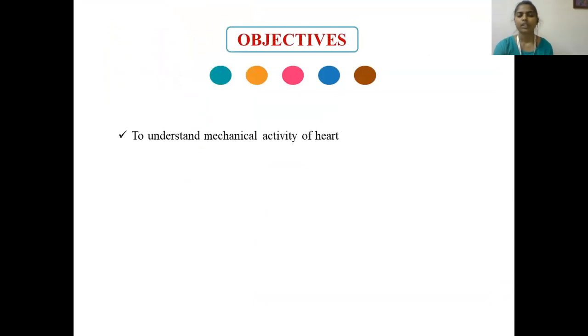So the first objective is to understand the mechanical activity of heart. The next is to understand the chronotropic and inotropic effect. So what is meant by chronotropic? Chronotropic is subdivided into two types. The first one is positive chronotropic effect and the next is negative chronotropic. In positive chronotropic effect, there is increase in the heart rate, while in negative chronotropic effect, there is decrease in the heart rate.